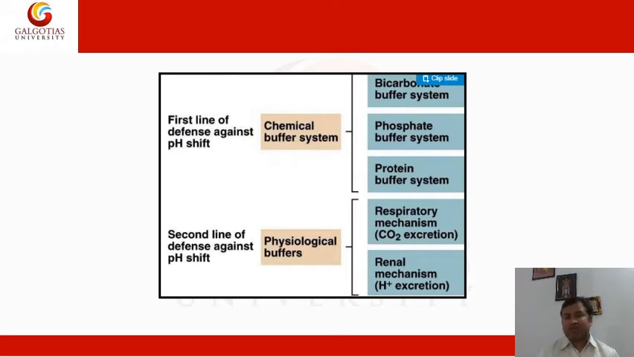We can categorize buffers into two categories: chemical buffer systems and physiological buffer systems. The chemical buffer system is considered the first line of defense against pH shift, while the physiological buffer is considered the second line of defense. Chemical buffers include the bicarbonate buffer system, phosphate buffer system, and protein buffer system, while physiological buffers include the respiratory mechanism and renal mechanism. That means the kidneys and lungs also regulate pH. These are considered the second line of defense.